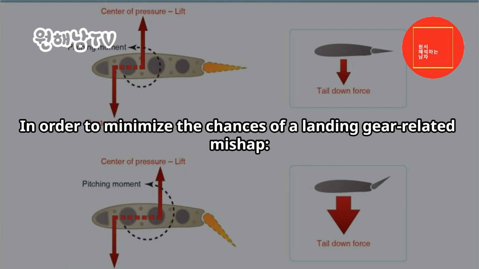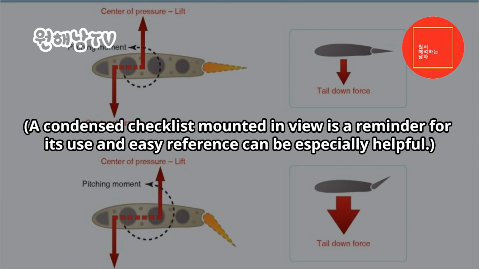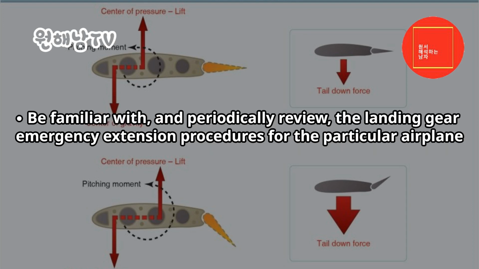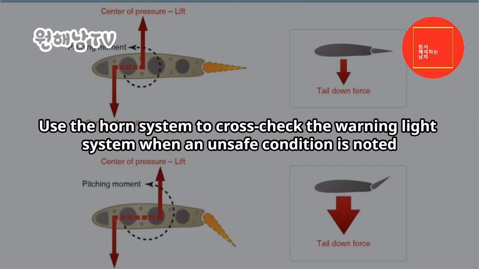In order to minimize the chances of a landing gear-related mishap, use an appropriate checklist. A condensed checklist mounted in view as a reminder for its use and easy reference can be especially helpful. Be familiar with, and periodically review, the landing gear emergency extension procedures for the particular airplane. Be familiar with the landing gear warning horn and warning light systems for the particular airplane. Use the horn system to cross-check the warning light system when an unsafe condition is noted.